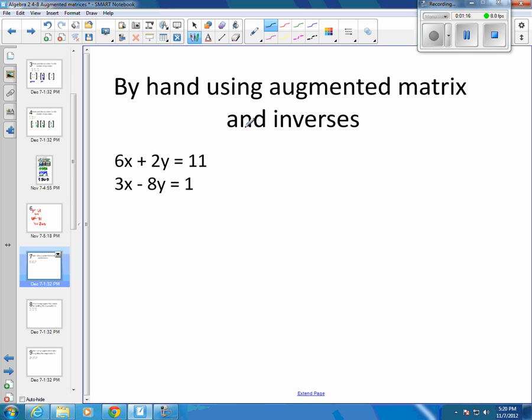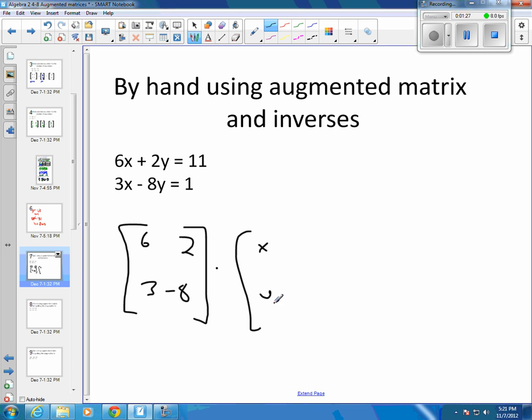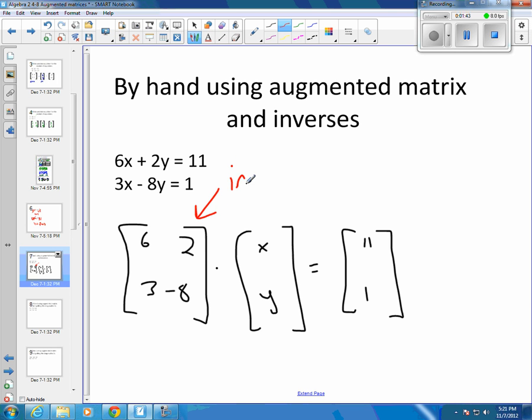So first thing we need to do is write this down as its matrix. So this is a 6 and a 2 and a 3 and a -8. We've got our x and our y. And we have this as the 11 and the 1. So in order to get the x's and the y's by themselves, we need to multiply by the inverse. So we need to find the inverse of that. And then we'll multiply both sides of our equations by our inverse.